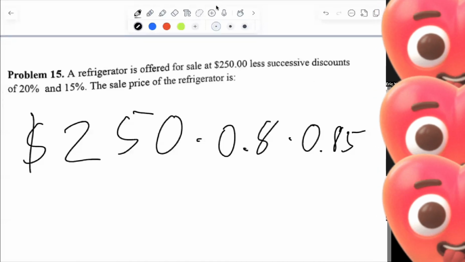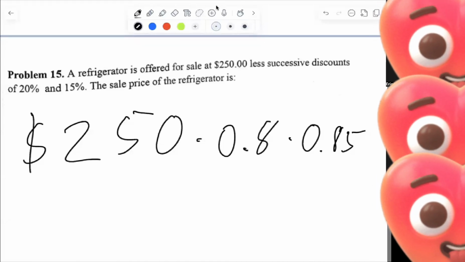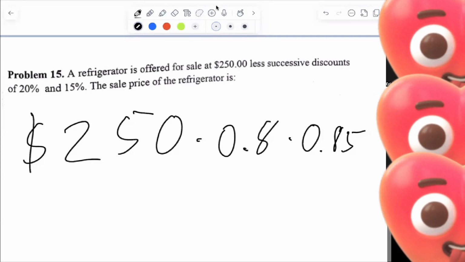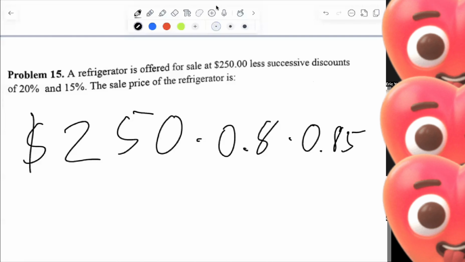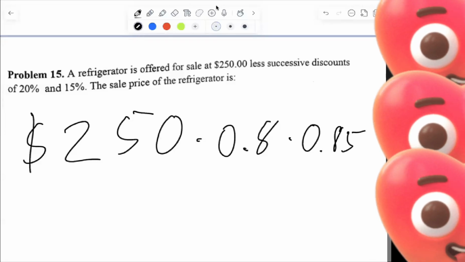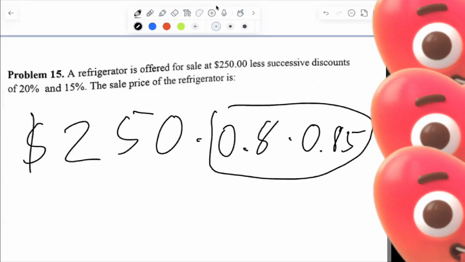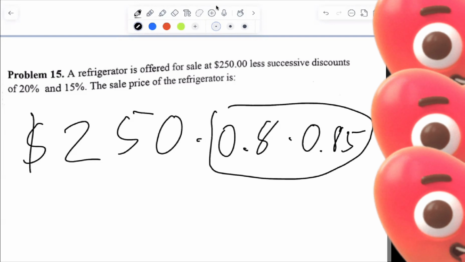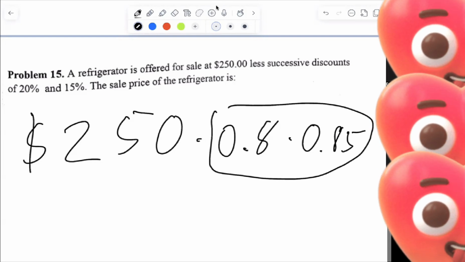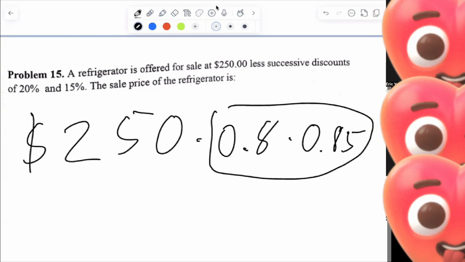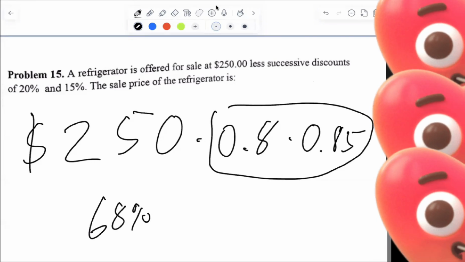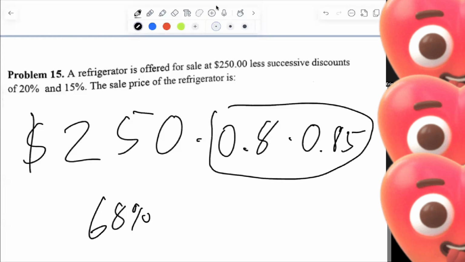It doesn't really matter how you apply these. For example, I applied the 20% discount and then the 50% discount. That's the same as applying 50% off first and then 20% off, because of the commutative property of multiplication. And when we multiply this all out, we get basically 68% of 250, if I am right.